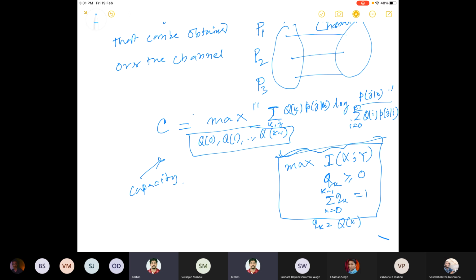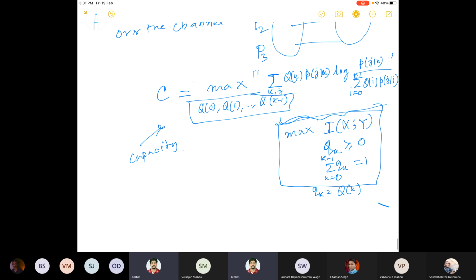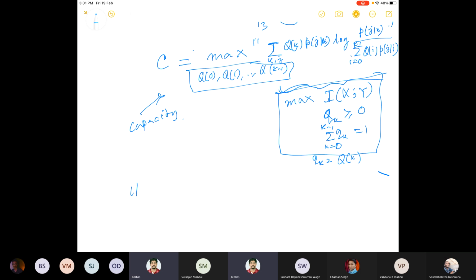Now before I go into the interpreted meaning of this, the first thing to answer is, from the mathematics point of view, does this maximum exist? I don't want to do that now, but I will do it later, when I give you some examples of channels and compute their capacities. Then we'll see how we go about it.